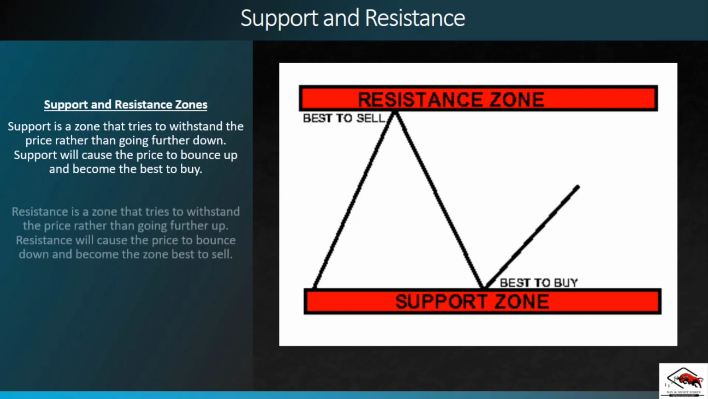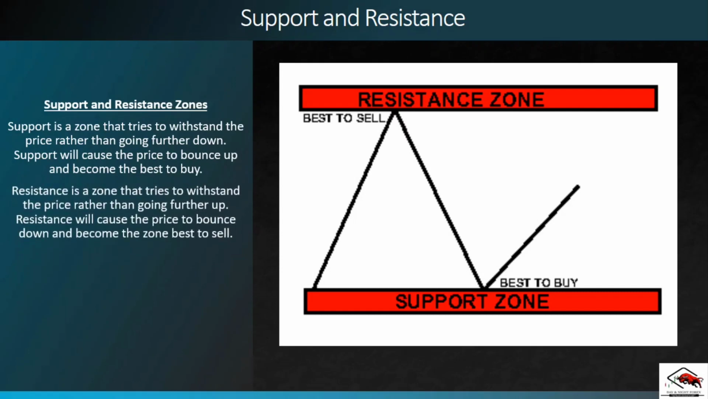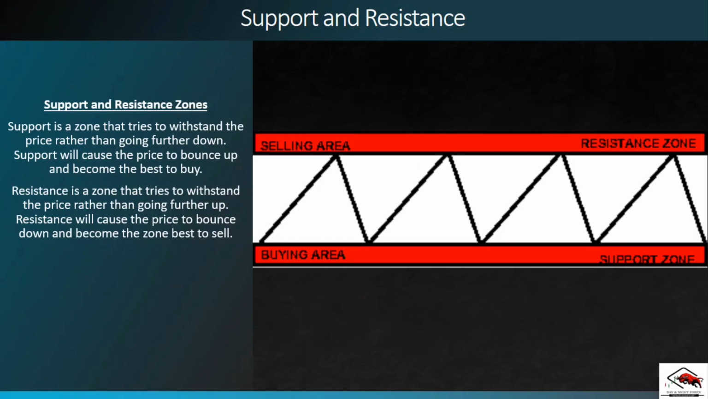Whereas the resistance zone is that zone that withstands the price and prevents the price from going further up. So it basically creates a ceiling for the price. Resistance is what caused the price to bounce down, making it the best place for us to enter sell trades. As you can see, it's clearly illustrated here on your screen. So our resistance zones are basically the selling area and our support zones are the buying areas.